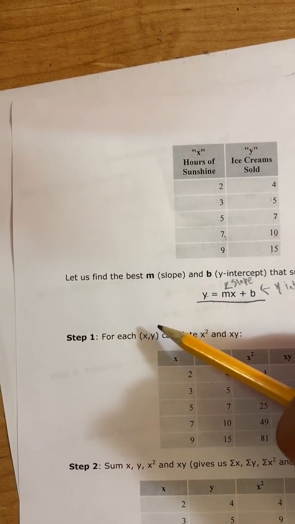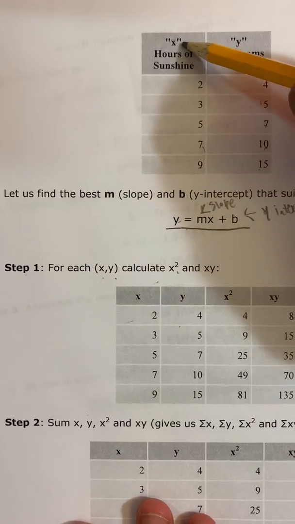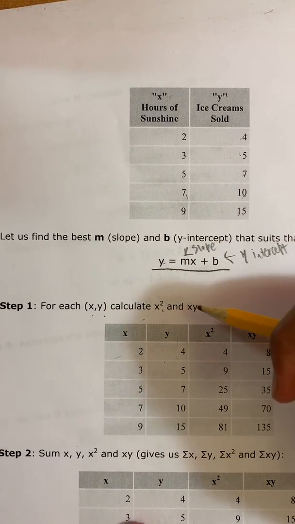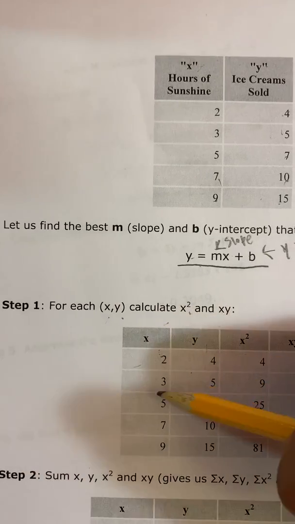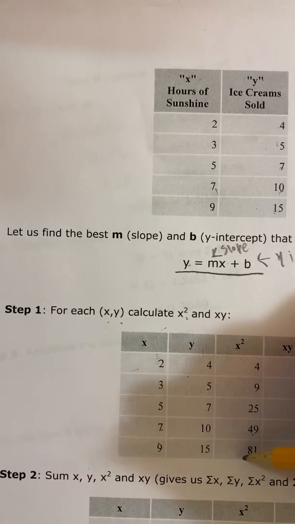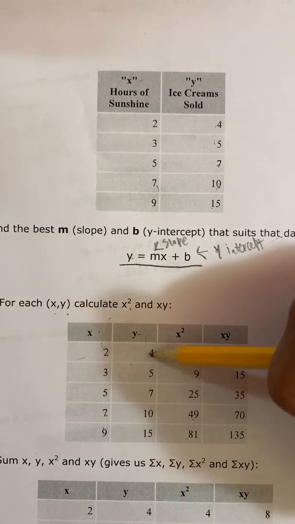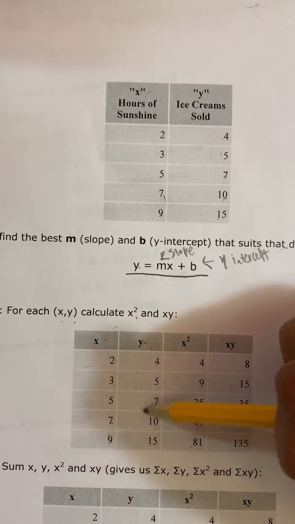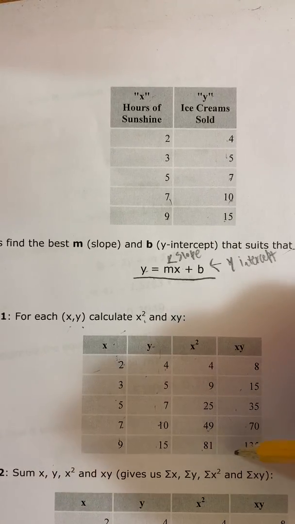Now we move on. For each x and y, calculate x squared and xy. You already have your x and y from above. For x squared, you take 2 for the x. 2 squared is 4. 3 squared is 9. 5 squared is 25. 7 squared is 49. 9 squared is 81. Now for xy, you have to multiply x by y. 2 times 4 is 8. 3 times 5 is 15. 5 times 7 is 35. 7 times 10 is 70. 9 times 15 is 135.